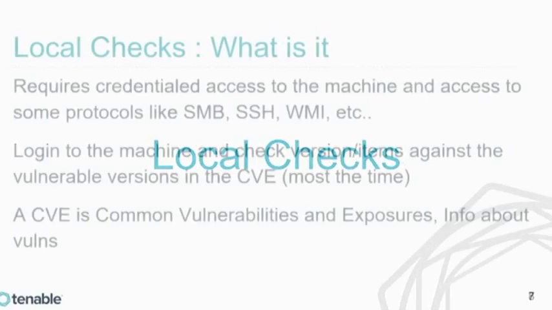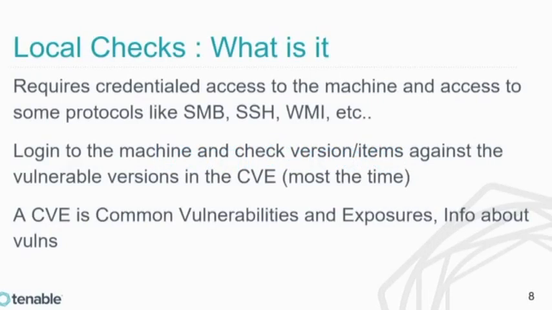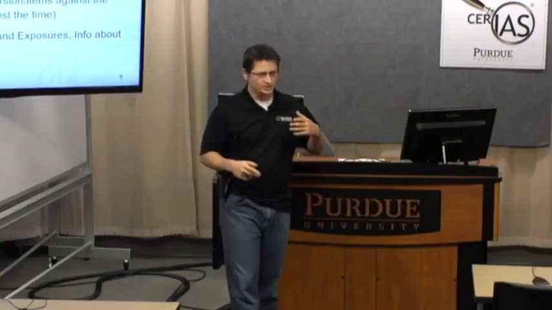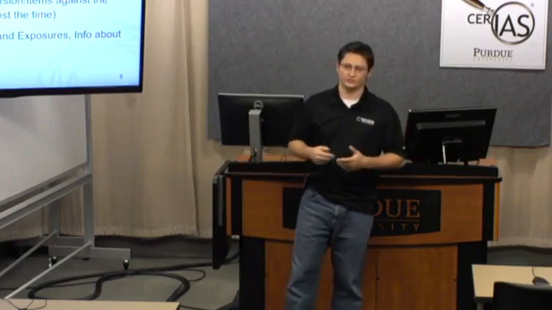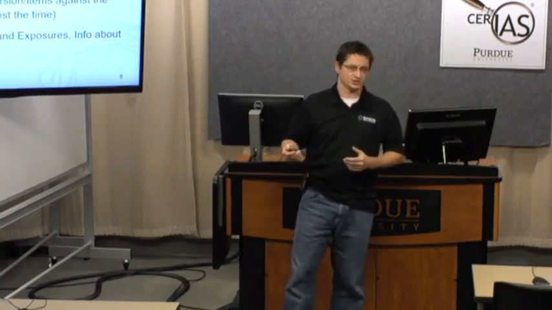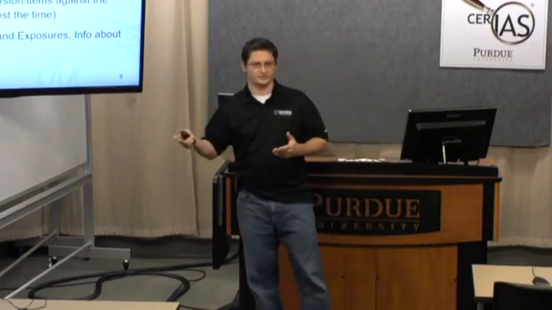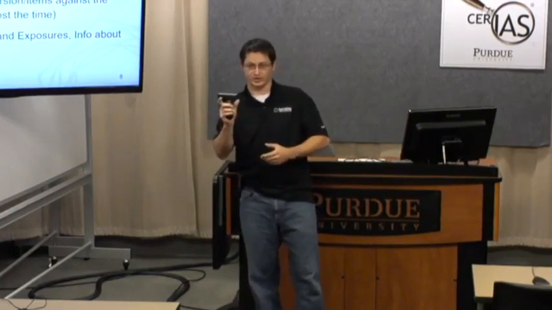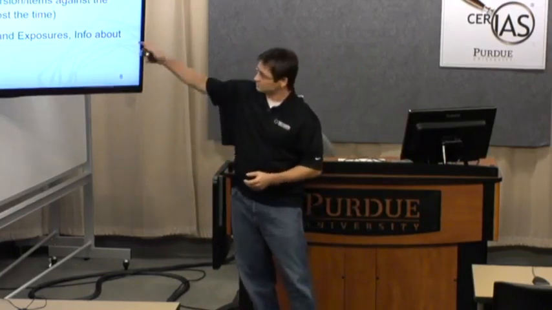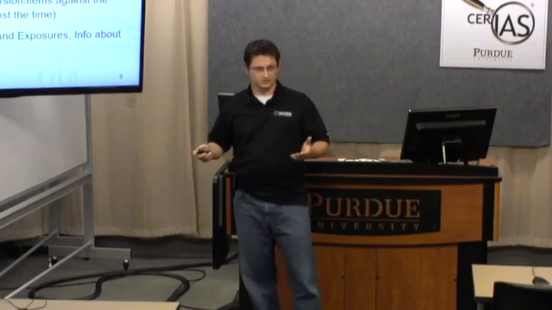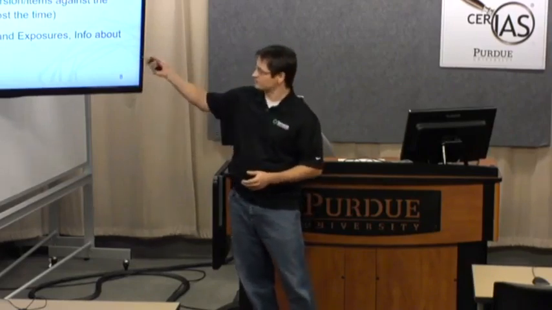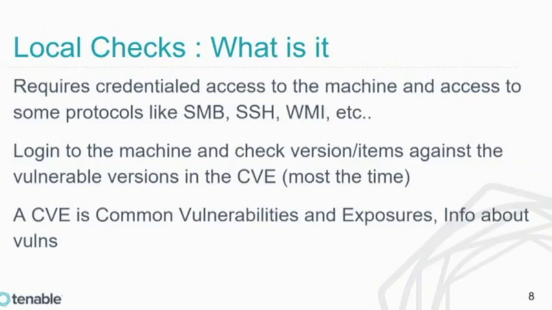So let's talk about local checks. What is a local check? A local check requires credentials to be able to log into the system. That's what makes it local. We can use a standard protocol like SMB or SSH. We can communicate with the system to determine what version of software you're running on it. If you're running 4.2.8.7, we can just get in and get that version number out, and then we can compare it. Is that version what the CVE says is vulnerable? For anybody that doesn't know, CVE is Common Vulnerabilities and Exposures. It's basically a list of vulnerabilities, and you'll see something like CVE-2017-0128.